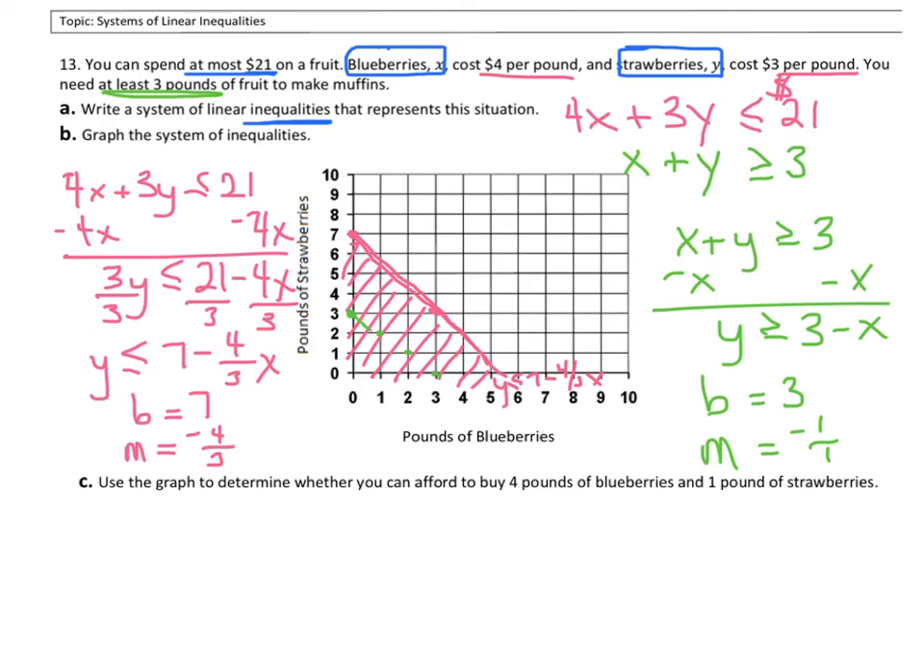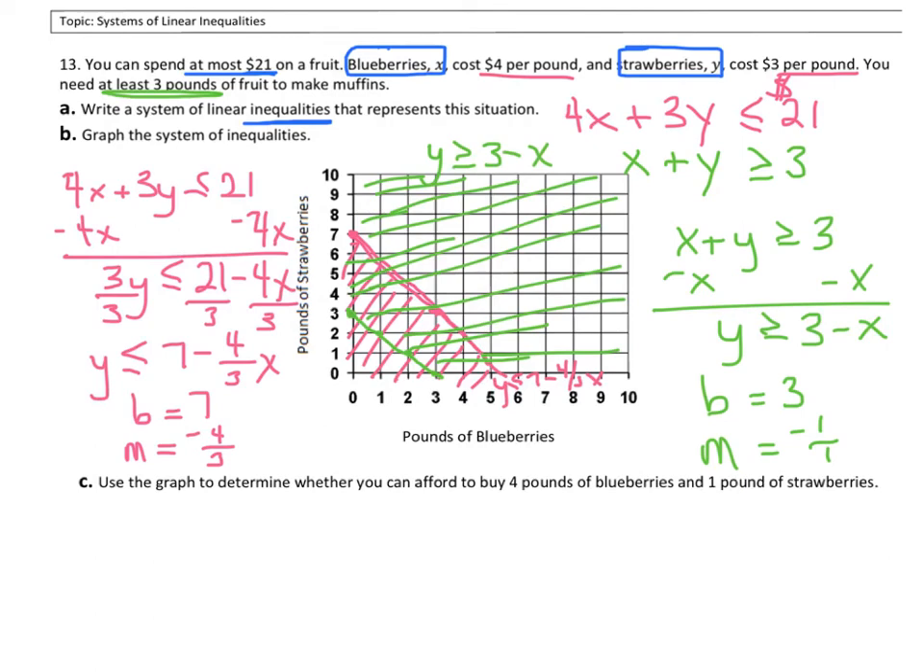So as I connect those, again with a solid line because it's greater than or equal to, and this time I'm shading above. So all of this gets shaded. And so we end up, okay, with this intersection right in here. All right, and I'm going to go ahead and label my region up here. Y is greater than or equal to 3 minus x. Okay, that's the whole green region there.